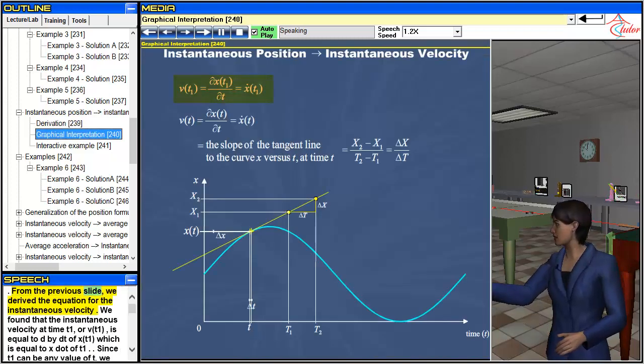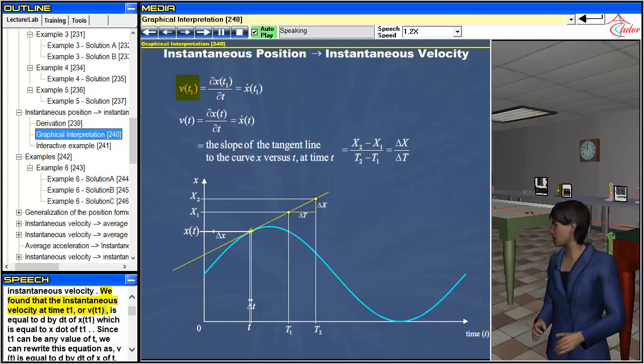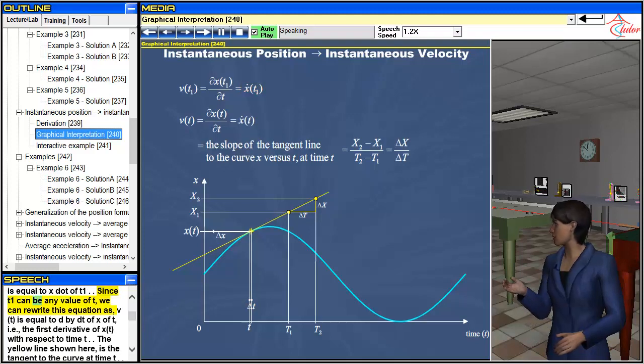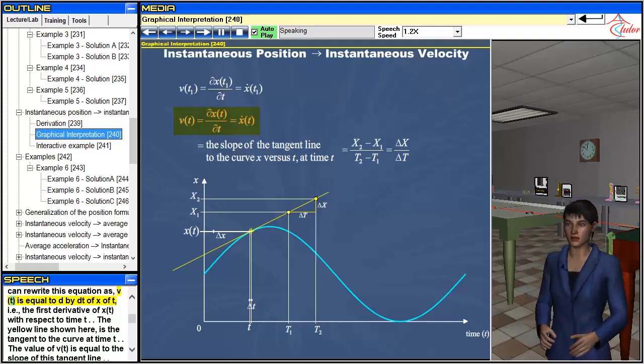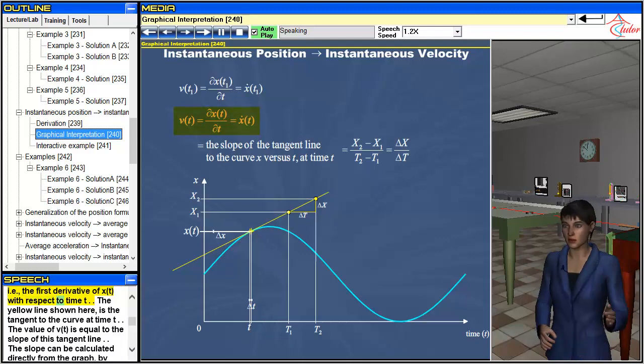From the previous slide, we derived the equation for the instantaneous velocity. We found that the instantaneous velocity at time t1, or v of t1, is equal to d by dt of x of t1, which is equal to x dot of t1. Since t1 can be any value of t, we can rewrite this equation as v of t is equal to d by dt of x of t, i.e., the first derivative of x of t with respect to time t.